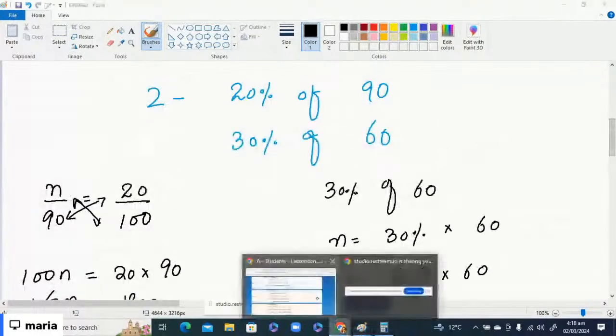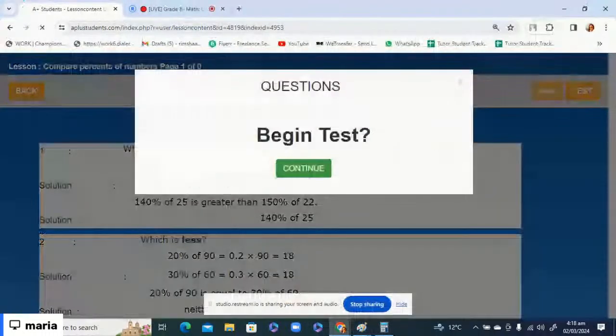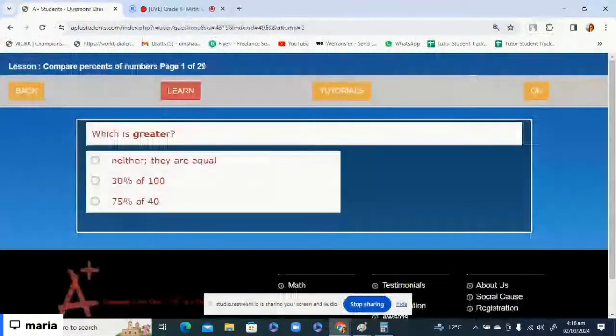Now let's do some test questions for that. Which is greatest? 30% of 100 or 75% of 40? Neither, they are equal. First we find the first one, then we find the second one, then we check which one is greater. Let's do it. 75% of 40.